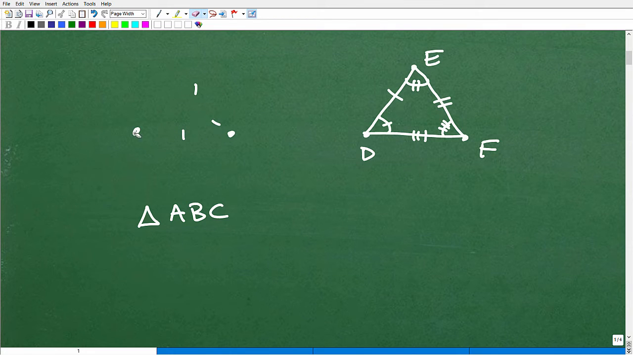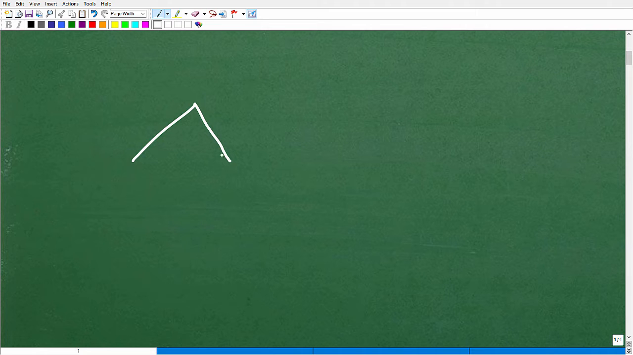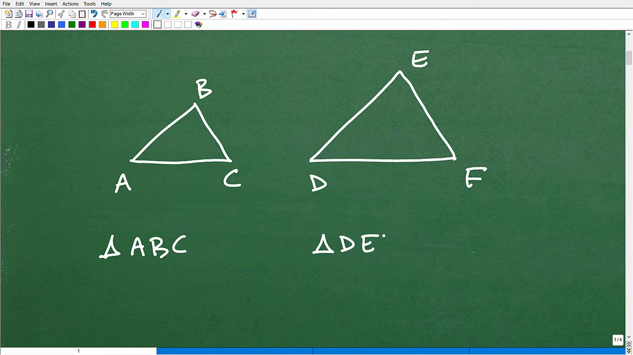Let's talk about something that's kind of like congruency, but it's called similarity, all right? So let's take a triangle, and now let's do a bigger version of that triangle. So let's say this is A, B, C, D, E, F. All right, so this is triangle ABC, and this is triangle DEF. Now, if you look here, this triangle and this triangle, these are not congruent, okay? They're not congruent, right? Congruent is the exact same size and shape.